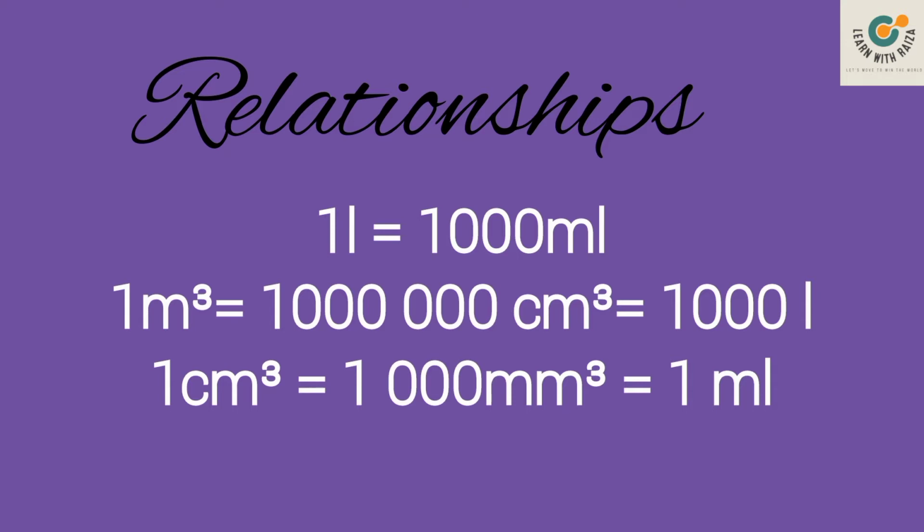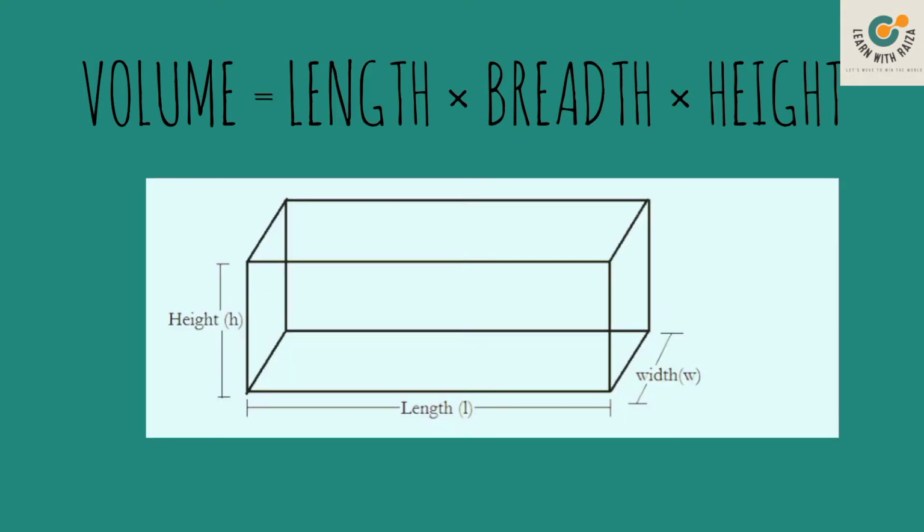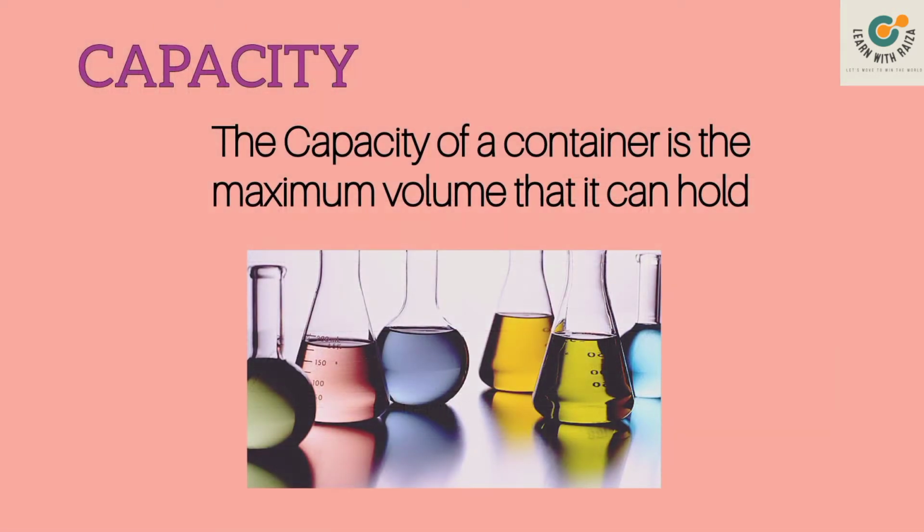Well, when you're finding the volume of any cube shaped container, it is like length into breadth into height. So remember, all sides of a cube are equal as well. Similarly, when you are finding the volume of a cuboid shaped container, you have to multiply length into breadth into height. Capacity of a container is the maximum volume that it can hold.